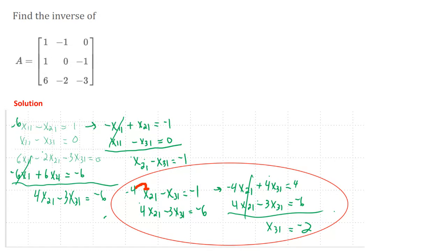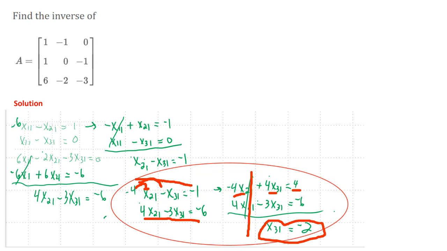So I'm going to multiply by 4 into this equation. So I get -4x21, and then -4 times -1 is a +4. And then I have my other equation. So when I add, I get 0, and then 4 plus a -3 gives me a 1. And then 4 plus a -6 gives me a -2. So I finally found one of the variables. And so to get our answer back, we're going to back substitute.